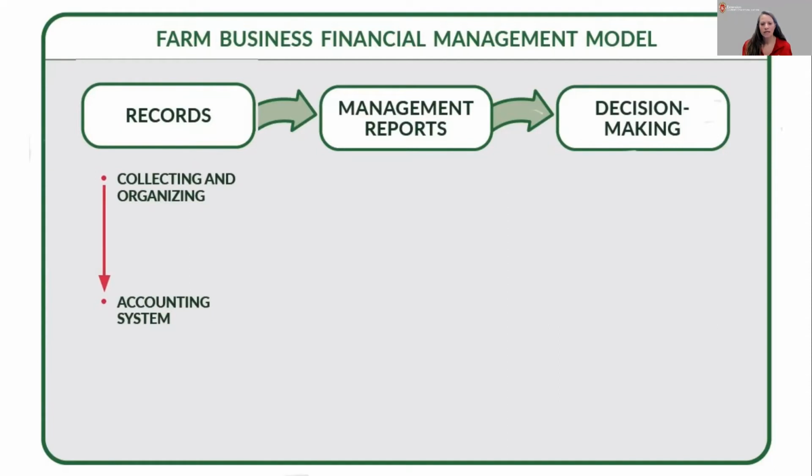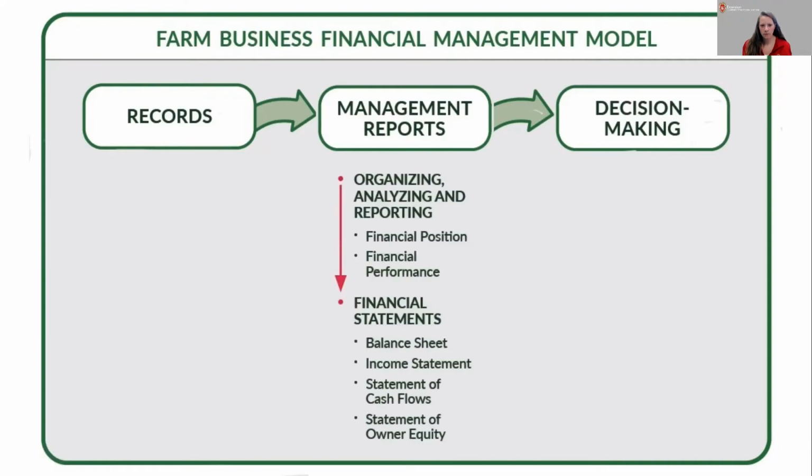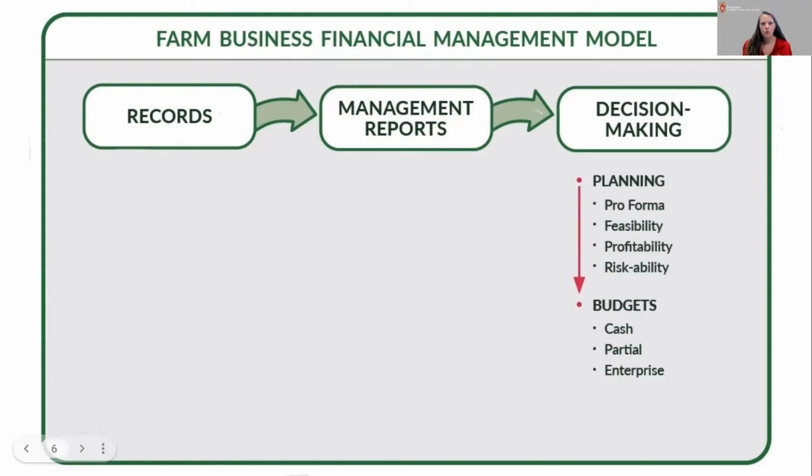You must collect and organize income and expense receipts or records into an accounting system before you are able to generate financial statements for your farm business. Under management reports, the records are transformed into financial statements for analysis and reporting of your farm's historical and current financial position and performance.